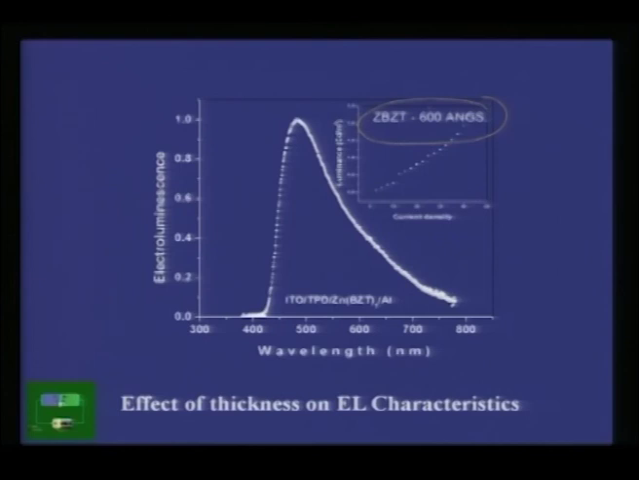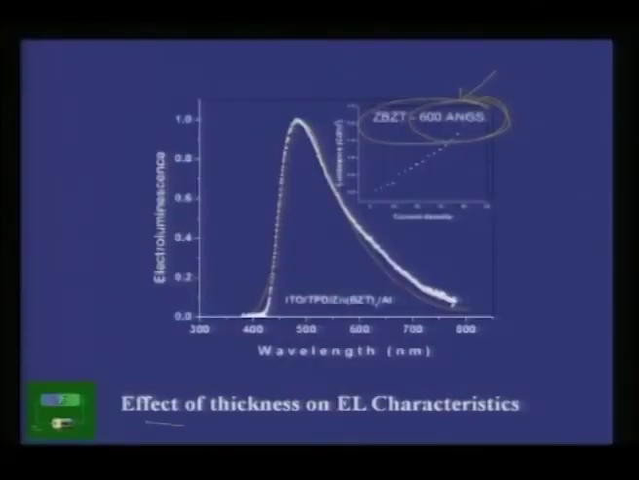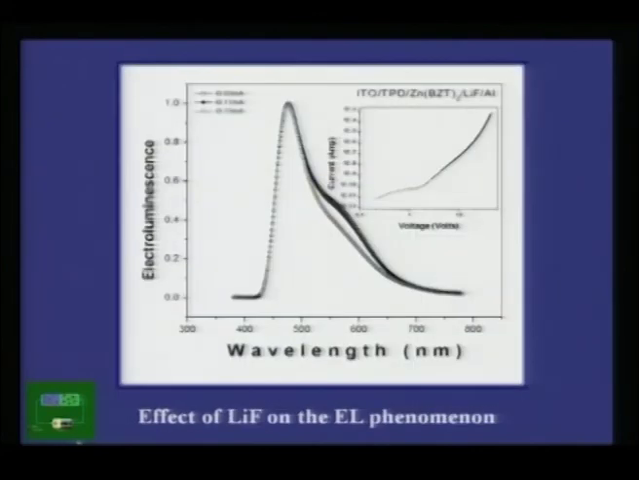However, I should also tell you, if I change the ZBZT from 800 angstrom to 600 angstrom, immediately you see that this broad emission is disappearing and the EL is resembling the PL of your ZnBZT. Therefore, the interface effects are dominant in electroluminescent devices. One has to exercise caution over the thickness of the organic layers that you are making. If you go for thick layers, then the interface dominates over the photoluminescent property of the organic molecules. So, this is a classic example to show how the thickness can alter your electroluminescent property.